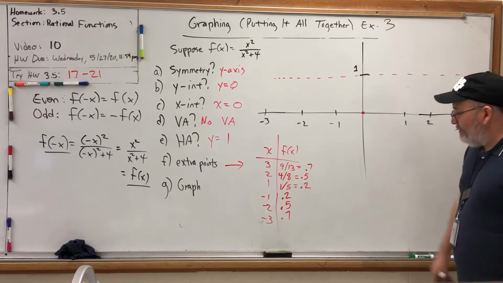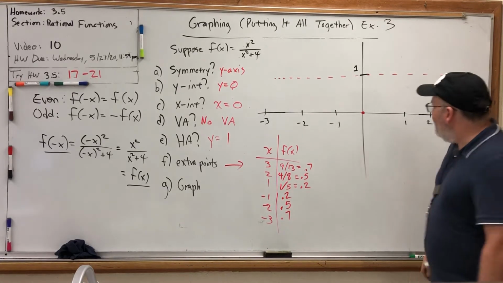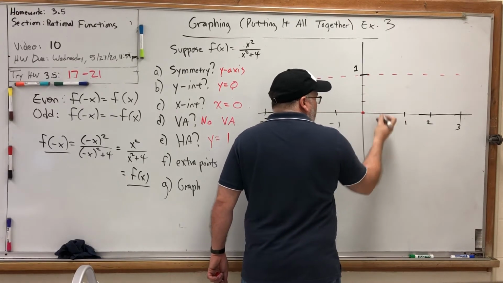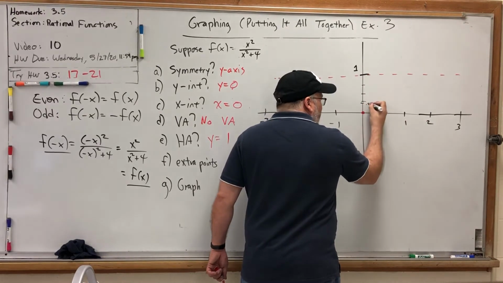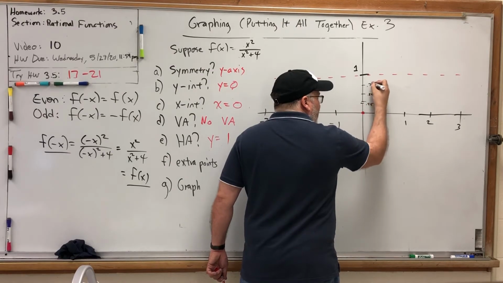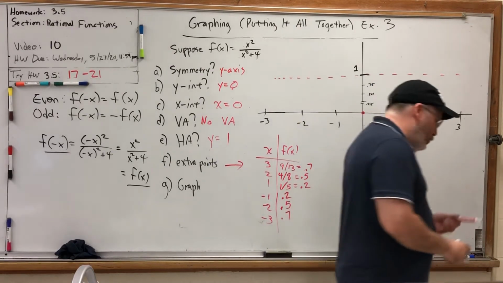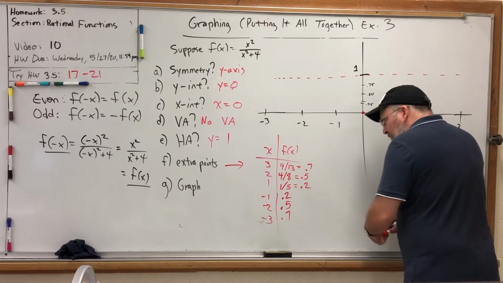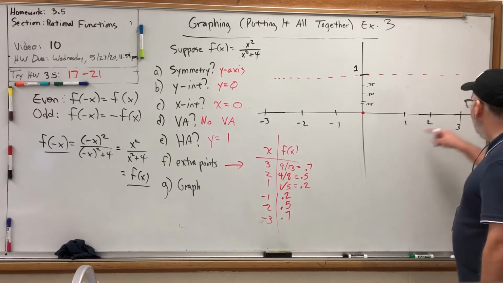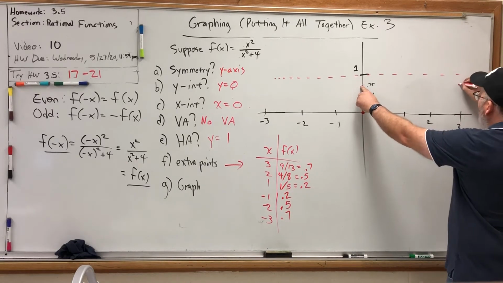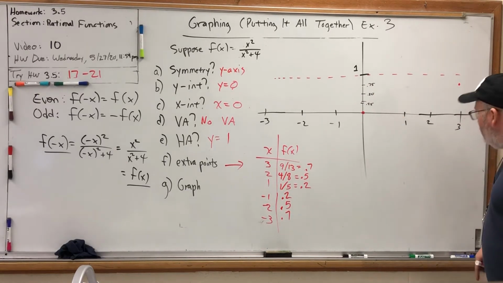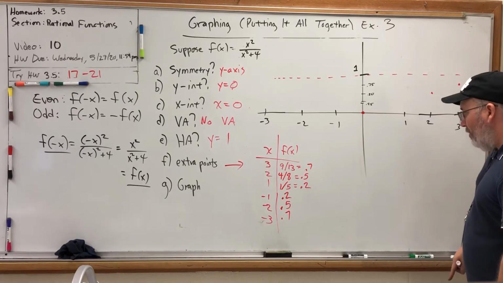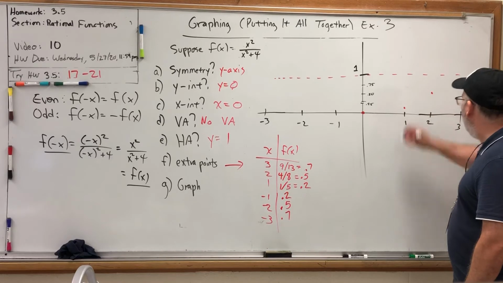Now, because these outputs are so small, I think it's a good idea to subdivide this at least into quarters, 0.25, 0.50, 0.75, so I can kind of gauge where to put these values. All right, let's plot 3, 0.7, so 3 and not quite this high. Let's plot 2, 0.5, that's easy. And let's plot 1, 0.2, that's about here.